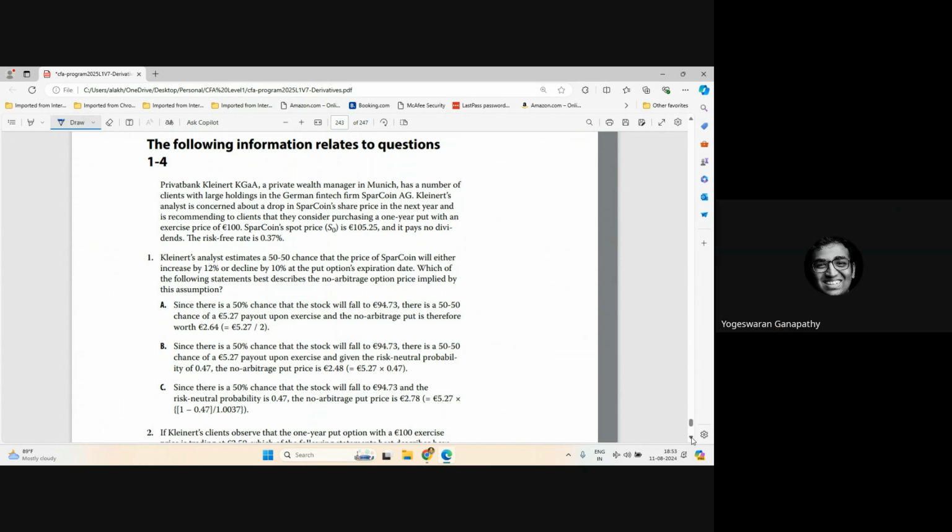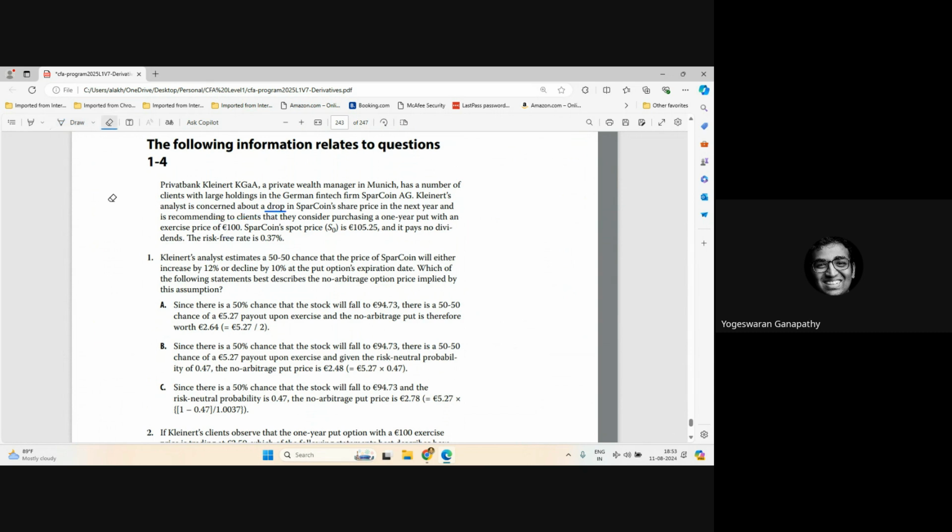Private bank Kleinhardt KGA, a private wealth manager in Munich, has a number of clients with large holdings in German fintech firm Sparcoin AG. Kleinhardt's analyst is concerned about a drop in Sparcoin's share price in the next year and is recommending to clients that they consider purchasing a 1-year put with an exercise price of 100. The spot price is 105.25 and it pays no dividends.